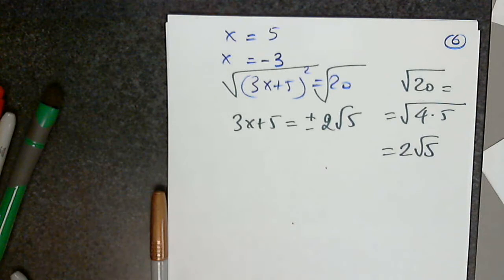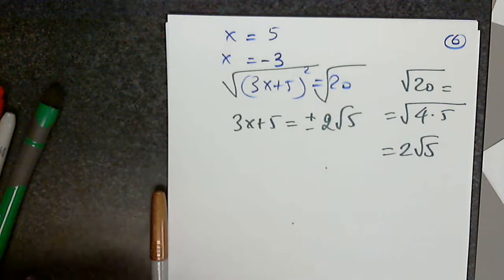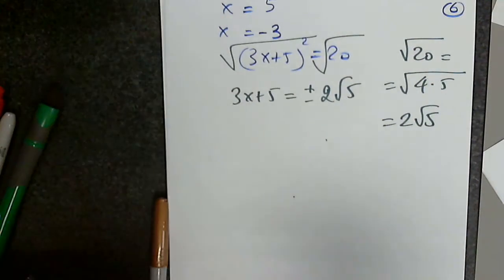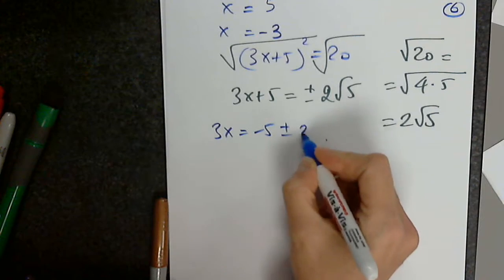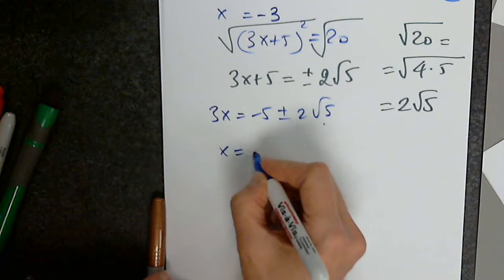How do I proceed? I haven't solved for x yet. What will be my next step? This is linear now. We should have no difficulties with this. Yes, correct. Very good. 3x equals negative 5 plus or minus 2 the square root of 5. Very good. Excellent. And then, final step. Yes? By 3. Correct. Very good. Excellent. Thank you.